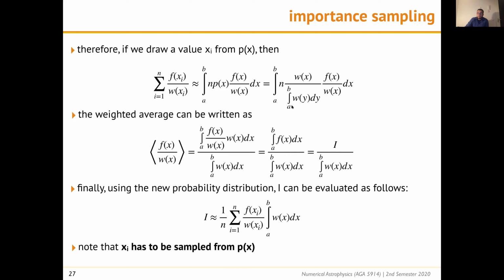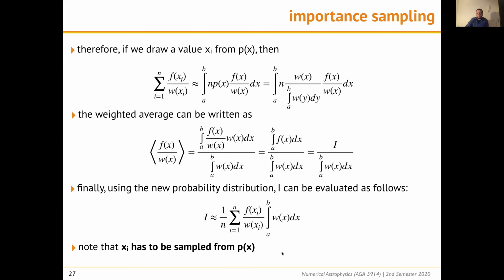We know that the summation of f of X divided by W, times the integral, so just the normalization of W, ideally this could be 1, divided by 1 over n, where n is the number of samples. So this is how we calculate I, okay?